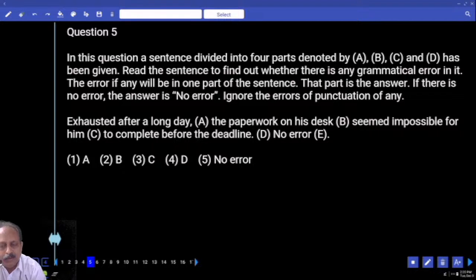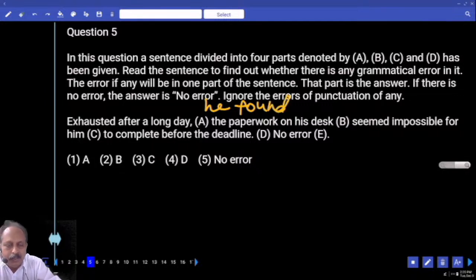Or I will use another expression. Exhausted after a long day, there is no other way. I think only verb you have to use, he found. Please write, he found. Then when you start with exhausted after a long day, he found the paperwork difficult.